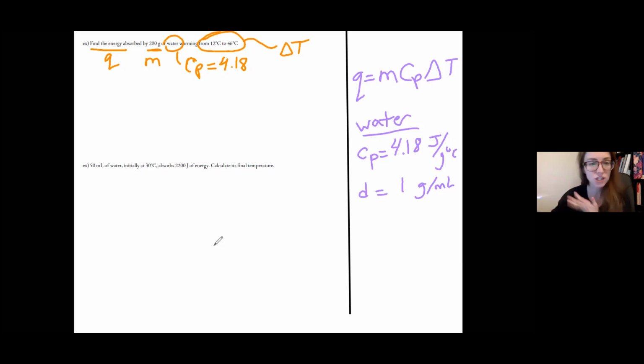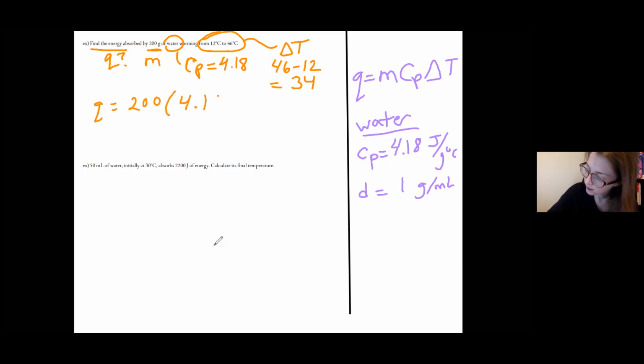So how much did the temperature change? Well, it went from 12 to 46, or I can find the change by doing 46 minus 12, and that would get me a change of 34 degrees Celsius. So I want my Q, maybe I should put a question mark next to it so I know that's what I'm looking for. I have my mass, it's water, so I know my Cp, and I just found the change in temp. I can plug in and solve. Q equals m Cp delta T. I would plug the 34 in here.